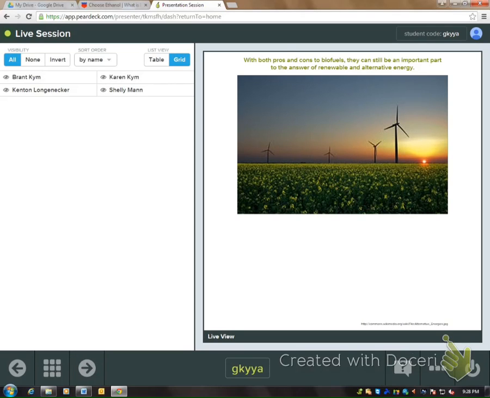And in closing, with both pros and cons to biofuels, they still can be an important part to the answer of both renewable and alternative energy. Thank you.